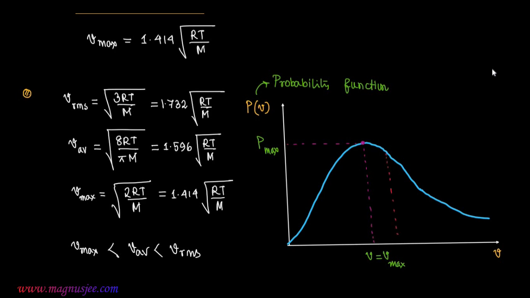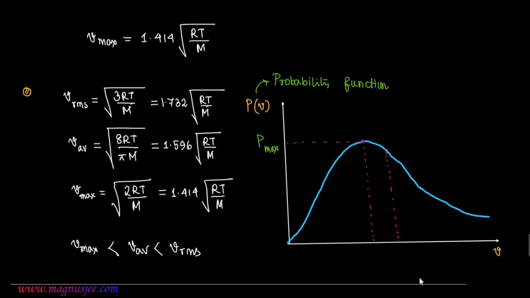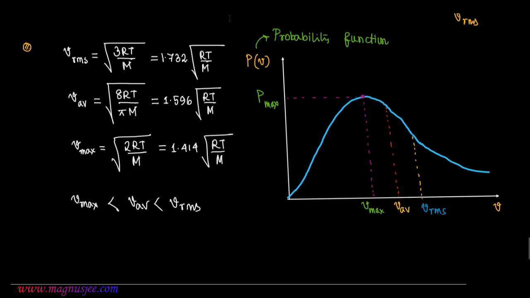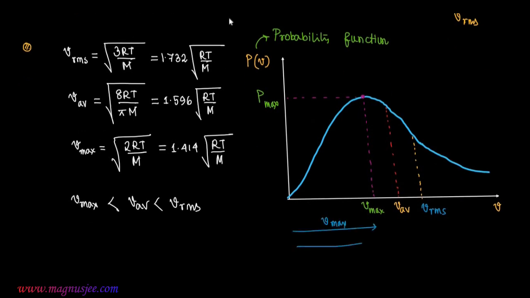That means the RMS speed of gas molecules has the maximum value, and we can denote RMS speed, average speed, and maximum or most probable speed on the graph. Vmax has the minimum magnitude, Vav has a value which lies between Vmax and Vrms, and the RMS speed has the maximum value. These can be denoted in the probability function versus velocity graph.